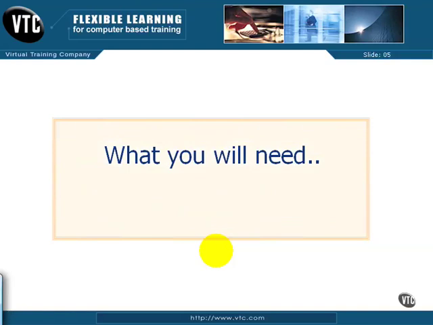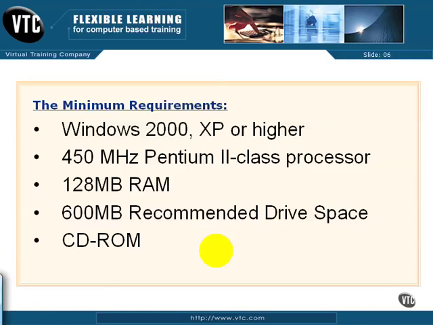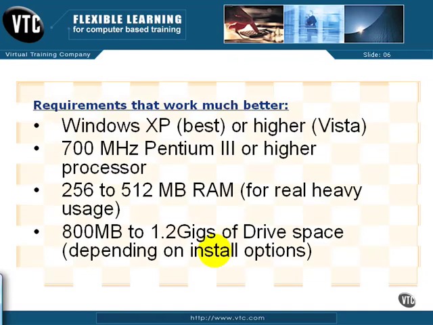In order to use Crystal Reports 11, here are a few things that you're going to need. The minimum requirements: Windows 2000, XP or higher, 450 MHz Pentium 2 class processor, 128 MB of RAM, 600 MB recommended drive space, also a CD-ROM.